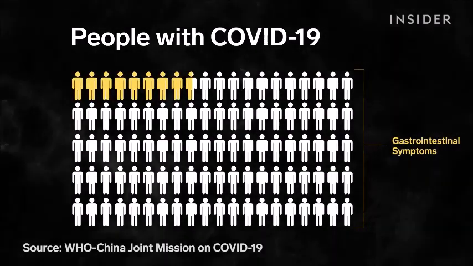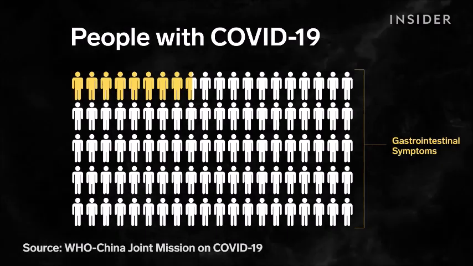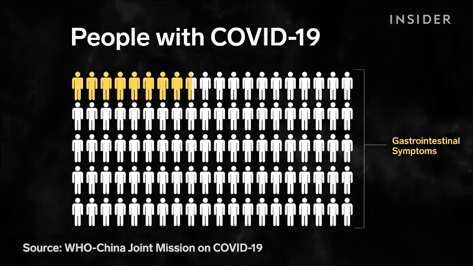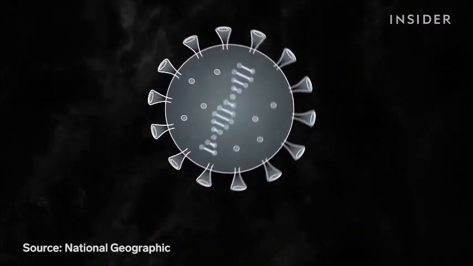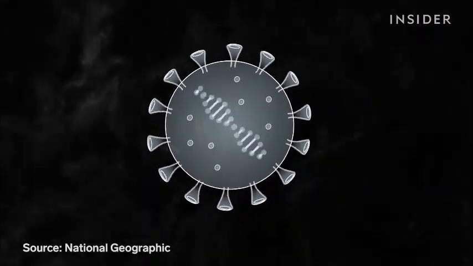But there have been some cases that led with gastrointestinal symptoms. Diarrhea, nausea, vomiting, and/or abdominal discomfort may appear a couple of days before respiratory symptoms. This isn't the norm, though, because COVID-19 is a respiratory disease.